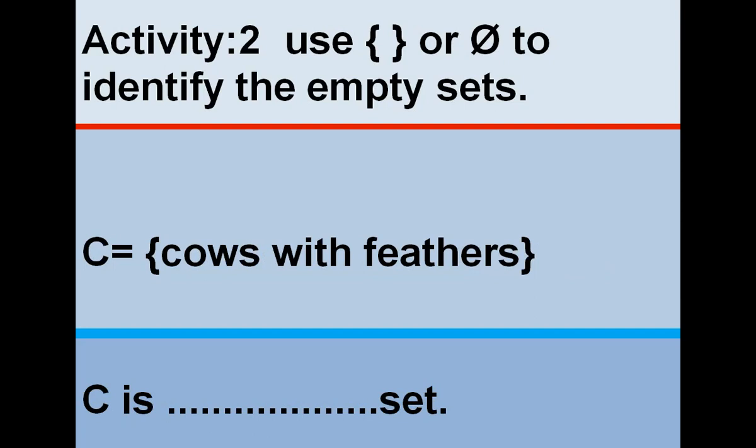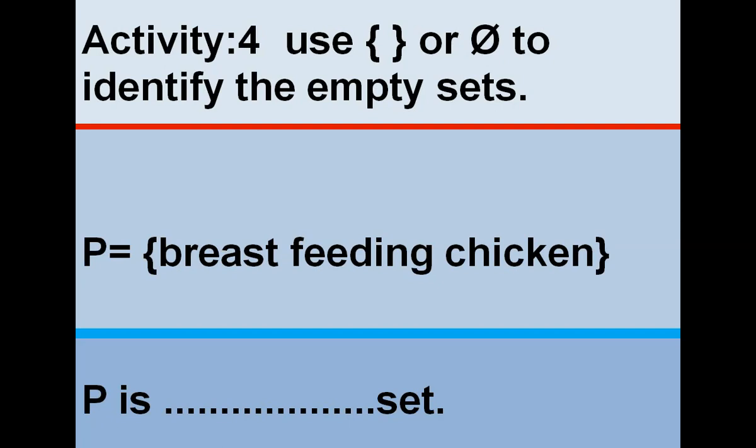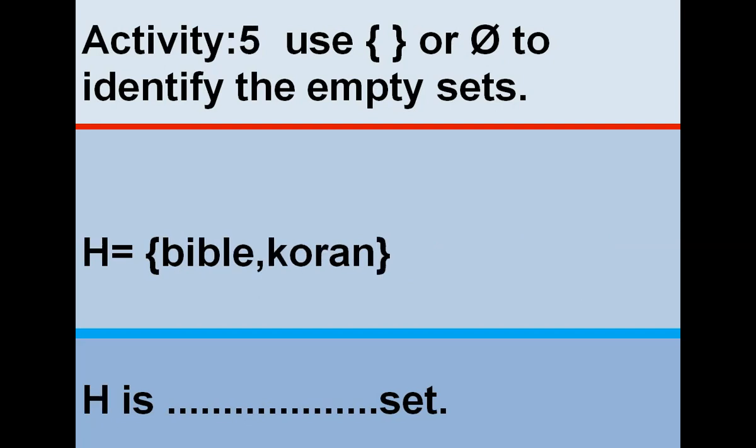We have set C. The elements are cows with feathers. Have you ever seen a cow with feathers? If yes, then describe the set and see whether you get your answer to be correct. Set Y. It is a set of letters from A to Z. Can we have a set of letters from A to Z? Let's look at our activity 4. It is saying it is a set of breastfeeding chicken. Chicken that breastfeeds. Have you ever seen chicken breastfeeding? Then describe the set.